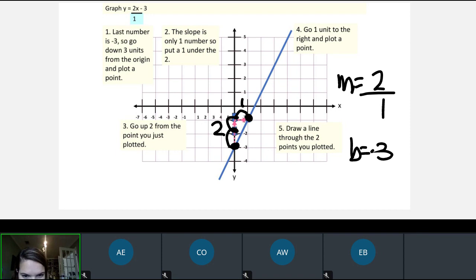Okay, Christian, yes, for your counting, but your line needs to go through the 2 points that you graphed. Yeah, there you go. Okay, good, Erica. Good job on number 3. Let's look at number 4.